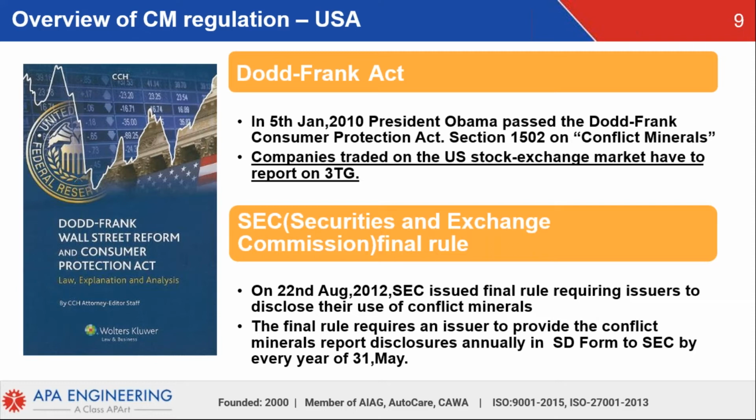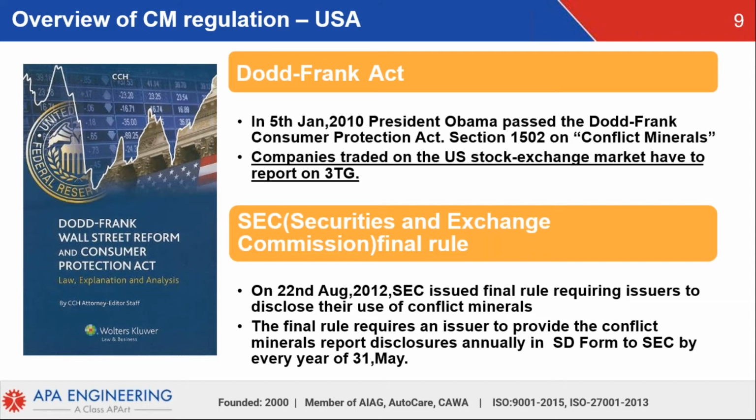And then in the SEC, as of 2012, there is a final rule requiring everyone to process and submit their information around conflict minerals. So if you have a product that uses any of the 3TG, then you must disclose that information in a Form SD to be provided by the SEC, and you have to do it every year by the 31st of May.